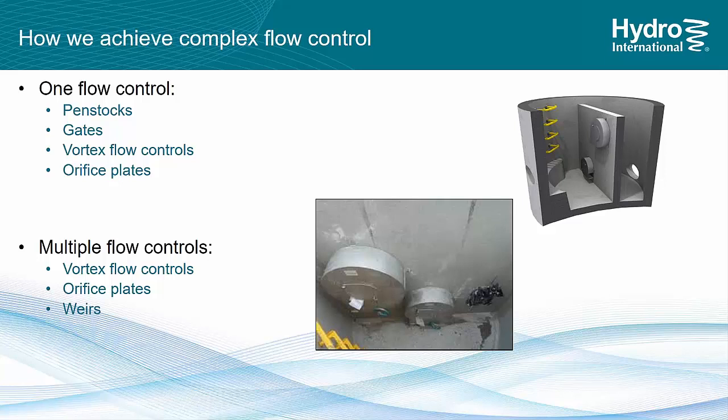One flow control options, typically penstocks and gates, end up being movable and mechanical devices, in which maintenance and operation of those is a little bit more extensive. You're sometimes lucky enough to achieve complex flow control with one flow control using orifice plates or vortex flow controls, if your flow rates and head levels line up quite nicely. But typically you end up having to go down the multiple flow control route, and that's where you're putting multiple flow control units into a chamber or in multiple chambers.